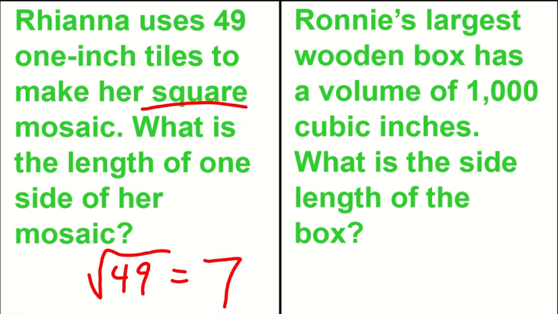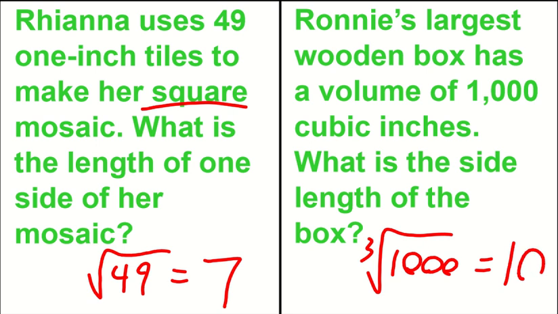All right, Ronnie's largest wooden box has a volume of 1,000 cubic inches. What is the side length of the box? Taquan? 10's correct. So what he did is he took the cube root of 1,000, that got 10. How do we know cube root? Cubic isn't exactly the word cube, but that's what it means, okay? So if you see cubic inches, that's kind of like, with square inches, just slightly different wording on it, okay? Just how English works.